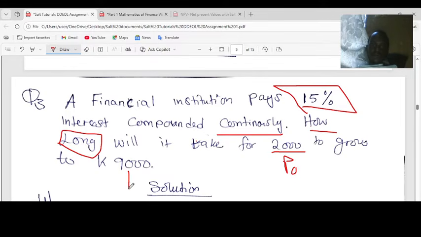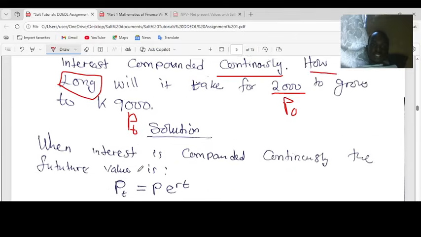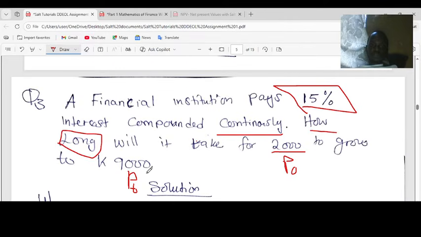This becomes my what? My PT. Remember, I can still symbolize this as PV. Others will say PV, it means the future value, or FV, it means the future value. So PT is future value, P0 is the present value. This is my interest rate I, and we have to find 15 divided by 100.